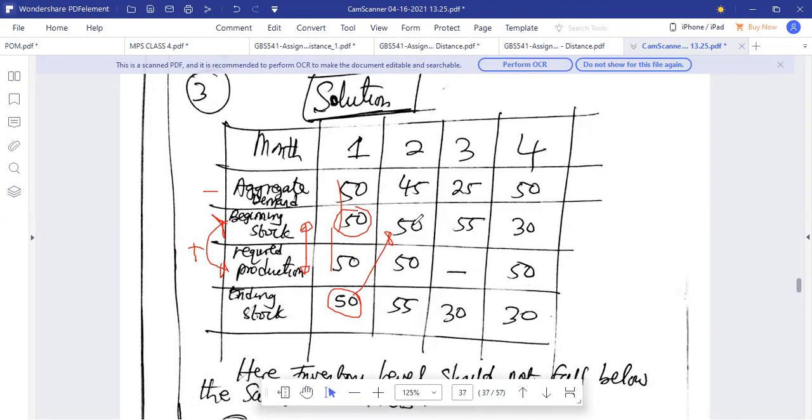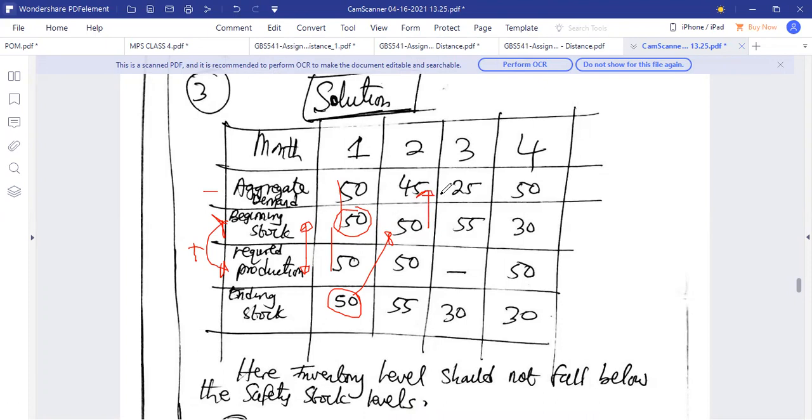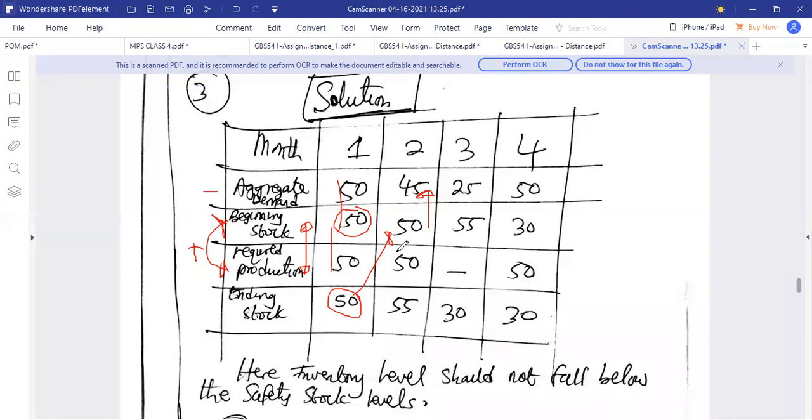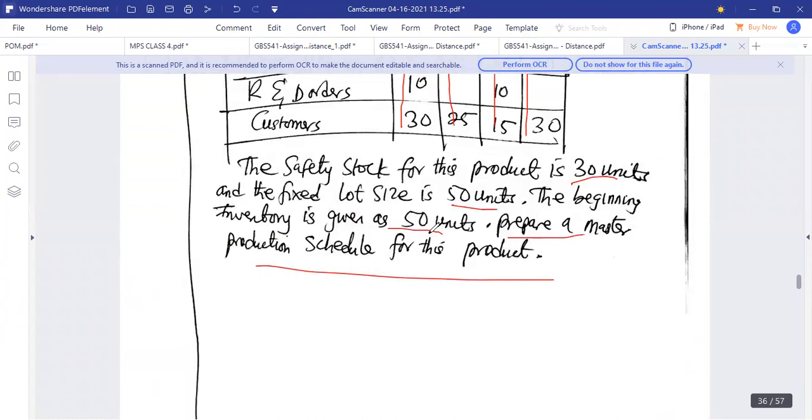Again, we say 50, quite right, we have 50 to meet the demand of 45. Yes, we can. But what is going to happen is we are going to remain with the 5 as the on hand, which is the closing inventory. Now that 5 will not be enough, because the 5 is too little, because the safety stock is 30 units as a buffer stock. So we are still to produce the fixed batch of 50 units, because we are producing in a fixed lot size of 50 units.